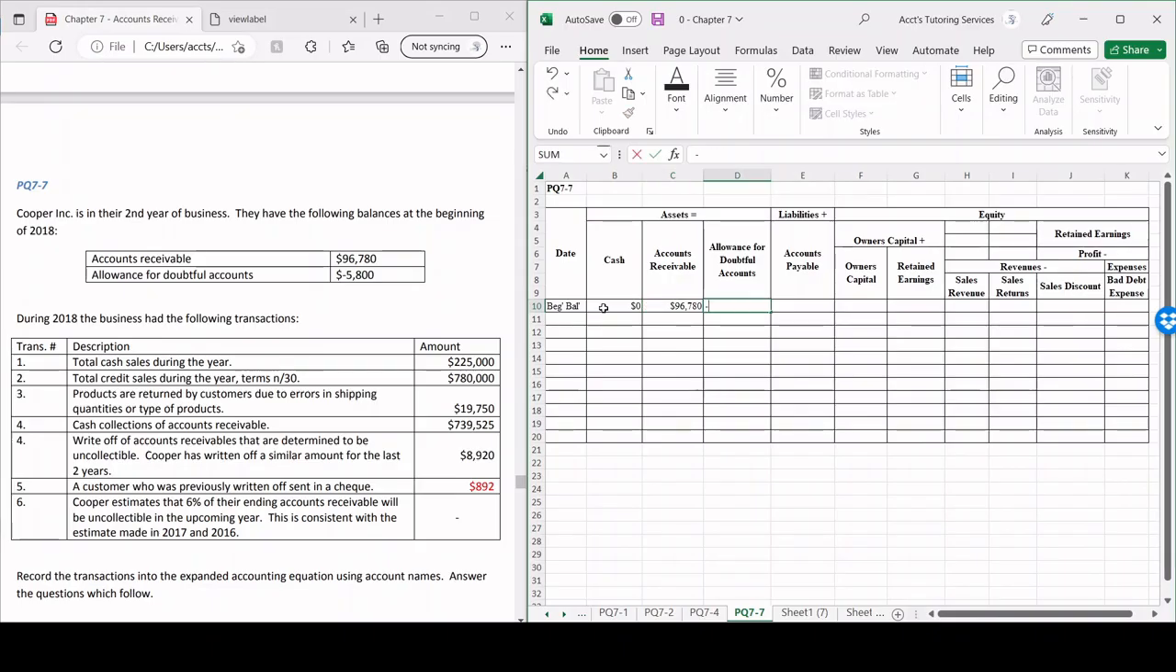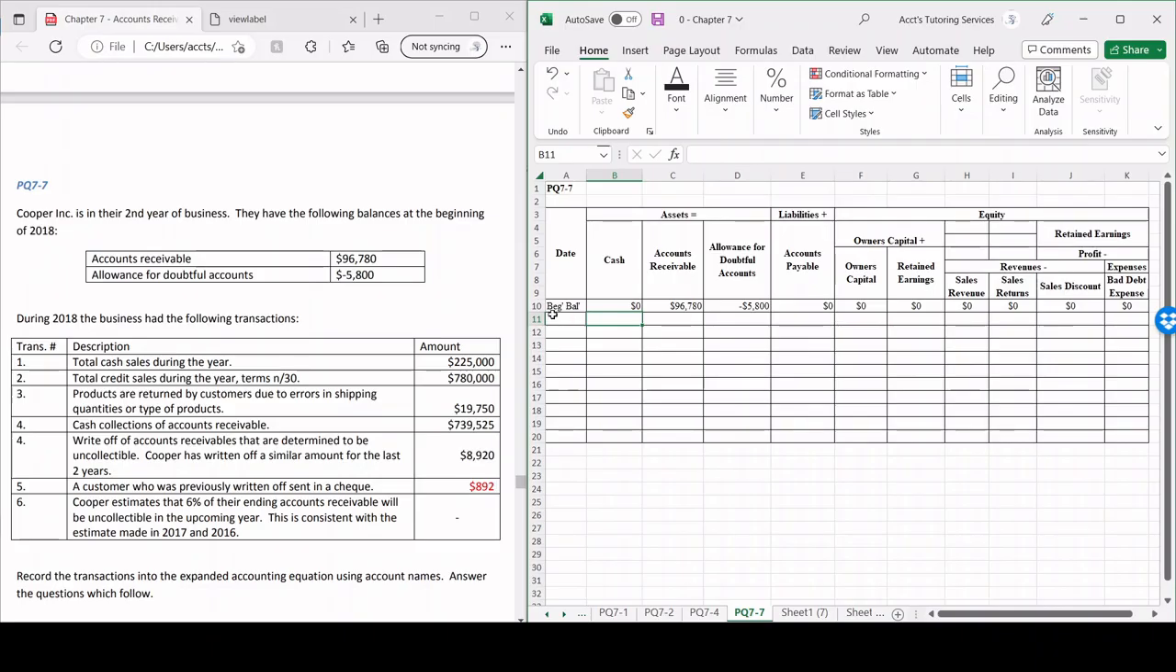An allowance for doubtful accounts is negative 5,800. It is negative because it's a contra account and it reduces accounts receivable. Negative doesn't mean it's decreasing. That account is actually increasing. It has a positive balance, but once again, since it's a contra asset account, it is negative.